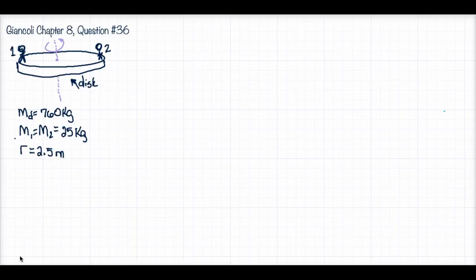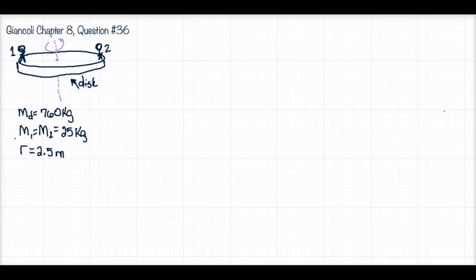Assume the merry-go-round is a uniform disk of radius 2.5 meters and has a mass of 760 kilograms, and two children, each with a mass of 25 kilograms, sit opposite each other on the edge. Calculate the torque required to produce this acceleration, neglecting frictional torque. What force is required at the edge?